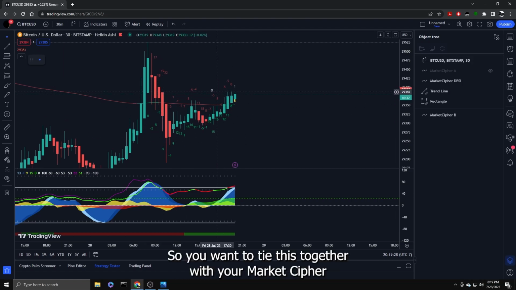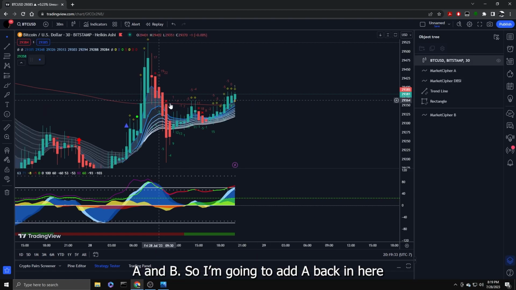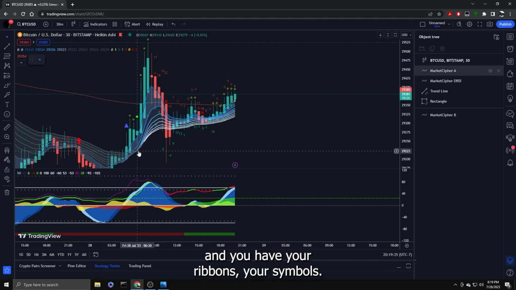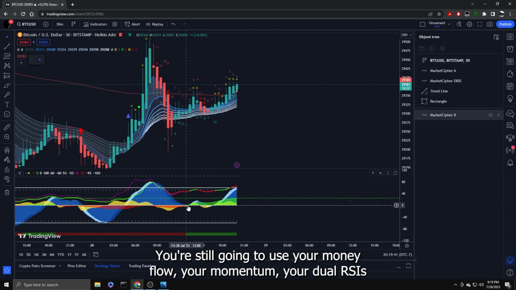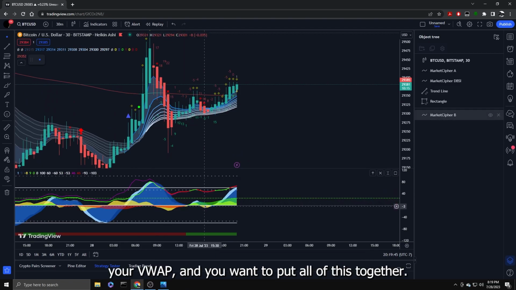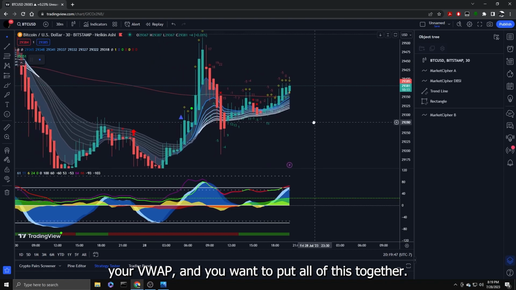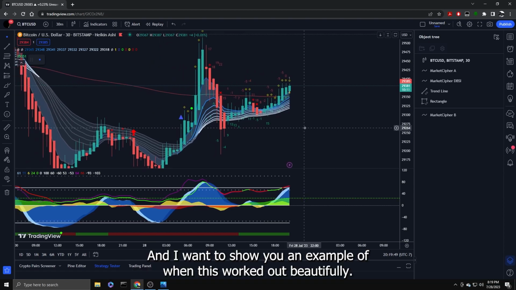So you want to tie this together with your Market Cipher A and B. So I'm going to add A back in here. And you have your ribbons, your symbols. These are all kind of adding extra confluence. You're still going to use your money flow, your momentum, your dual RSIs, your VWAP. And you want to put all of this together. And I want to show you an example of when this worked out beautifully.